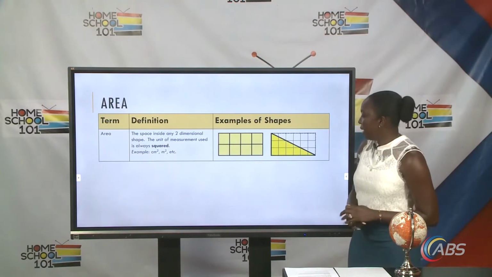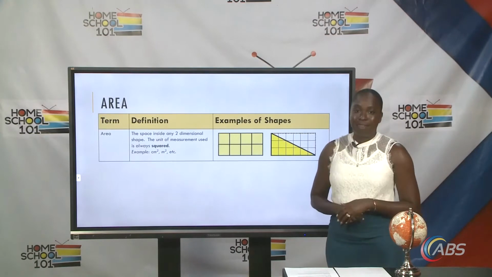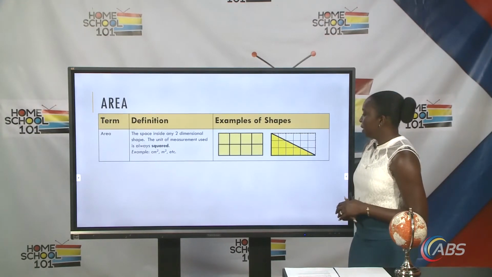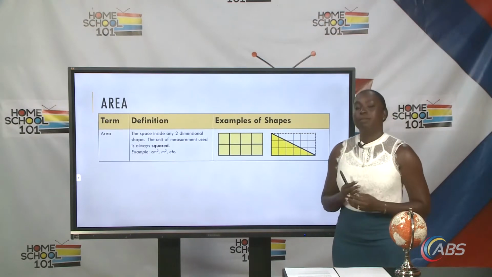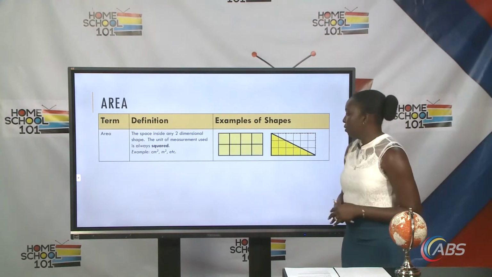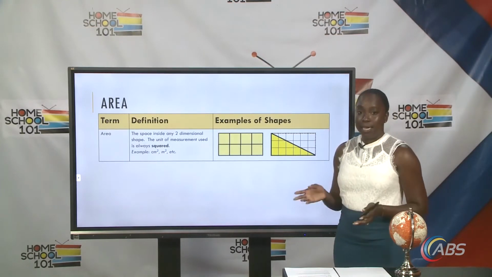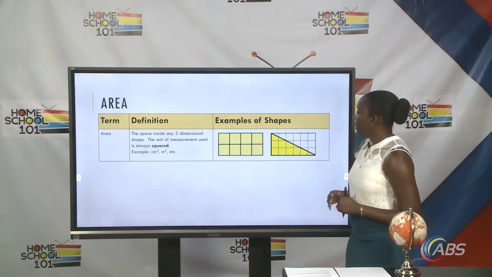Here we have a triangle, and this happens to be a right-angled triangle. And you will also notice that this yellow triangle happens to be in a rectangle. So all that is telling you is that we can get at least 2 triangles from any rectangle or square or the like.